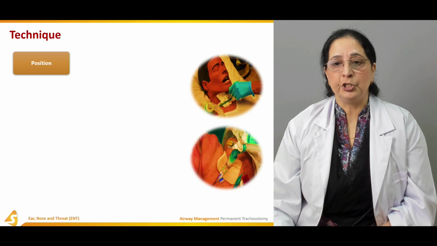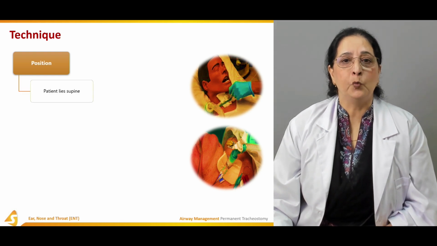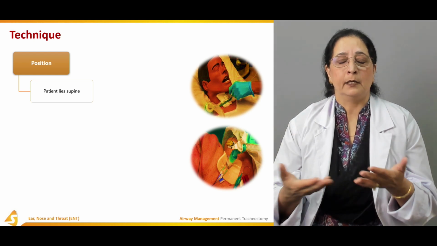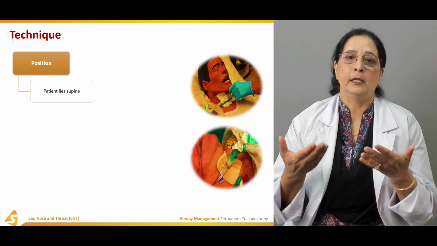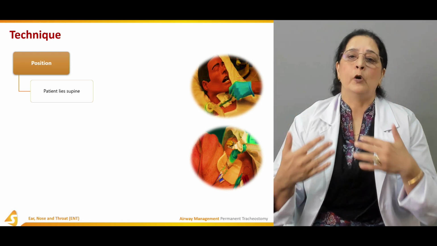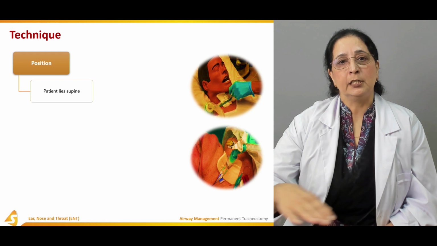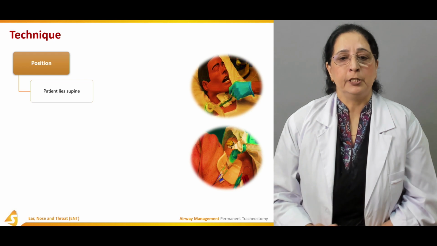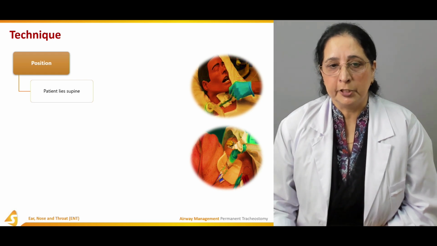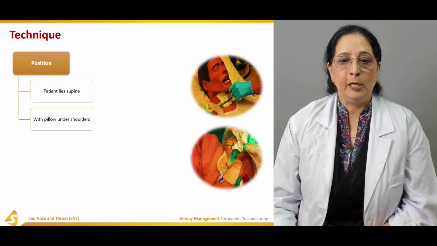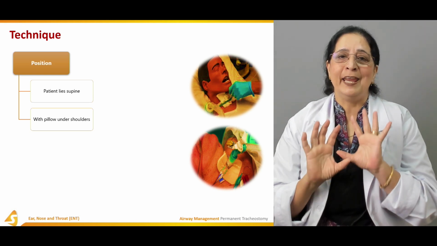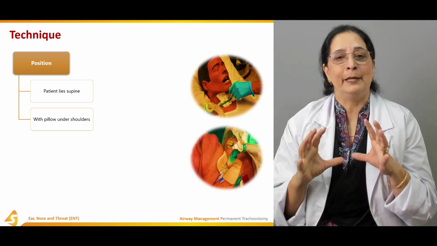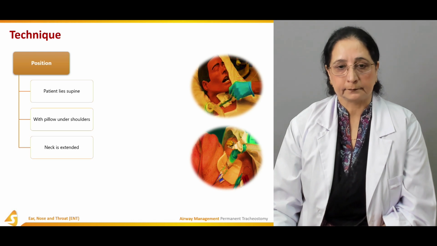Position in which the patient should be: it's the supine position. Supine position is the patient lying on the bed facing upward, anterior. So the patient is on the bed straight on the back with face upward, with a pillow under the shoulders to push the trachea forward. That's the purpose of putting the pillow under the shoulders.